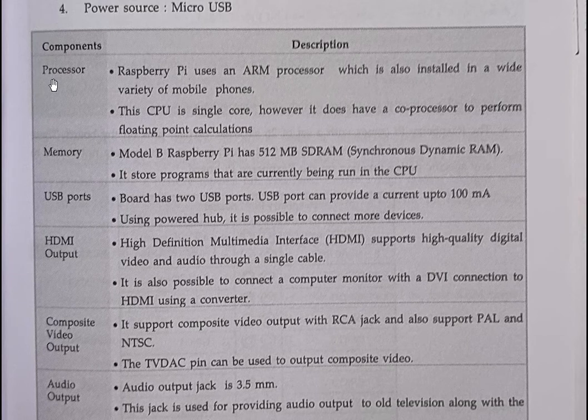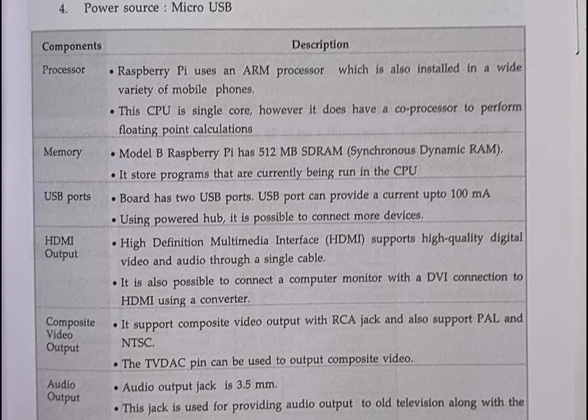Raspberry Pi uses an ARM processor, which is also installed in a wide variety of mobile phones. So Raspberry Pi is a very unique, or we can say a very modern device that uses a processor which comes in mobile phones. This CPU is single core, and it does not have a co-processor to perform floating point calculations. We don't need a multi-core processor, but whenever we require one, we can also install a multi-core processor on that board.